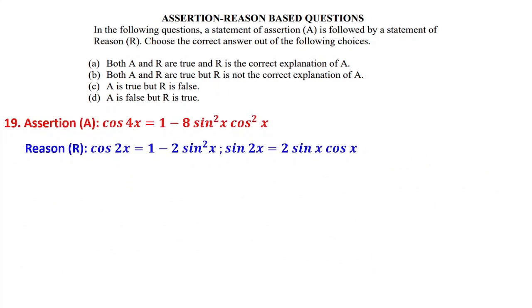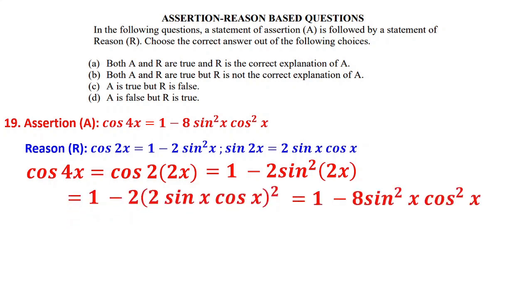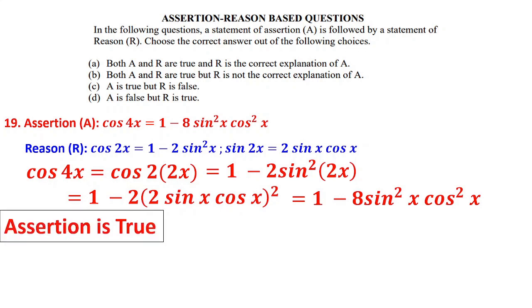Now let us come back to this question once again. Assertion is cos 4x is given. Let us now try to evaluate this cos 4x. It is cos of 2 times 2x. I am using the formula cos 2x is 1 minus 2 sin square x. Therefore, when you expand, you are getting 1 minus 8 sin square x cos square x. Therefore, assertion is true.